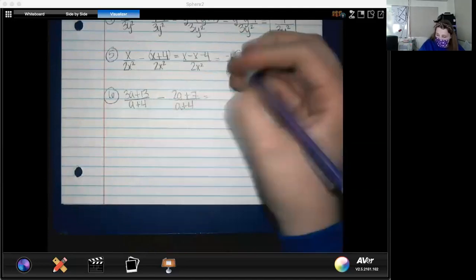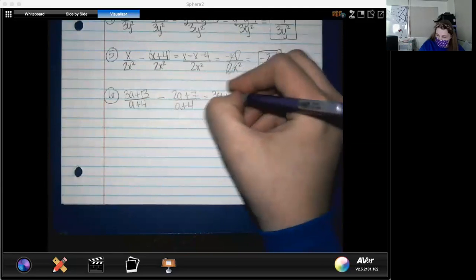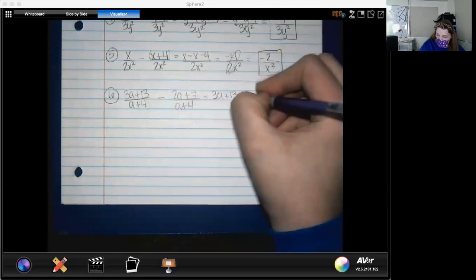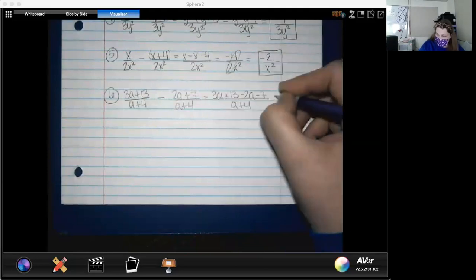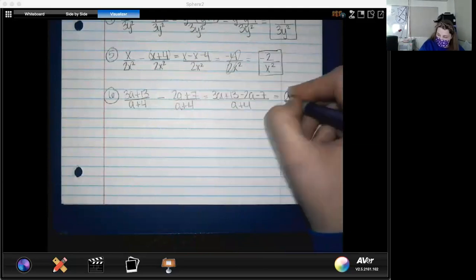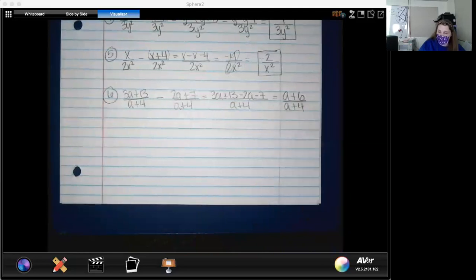So when we distribute, we get 3a plus 13 minus 2a minus 7. So combine like terms, you get a plus 6 divided by a plus 4. Okay, why can I not simplify the 6 and the 4?